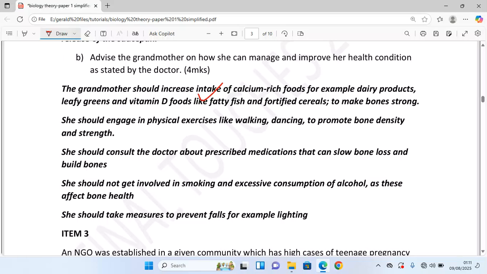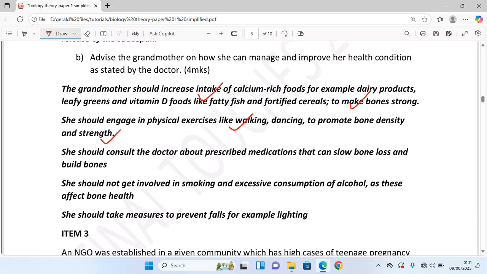fortified cereals. Don't stop there. Why? To make bones strong. See? I'm marking points that you need to give for your point to be very complete. She should engage in physical exercises like walking to promote bone density and strength.